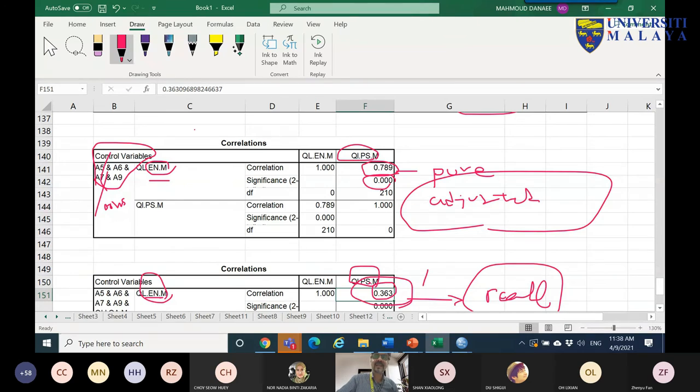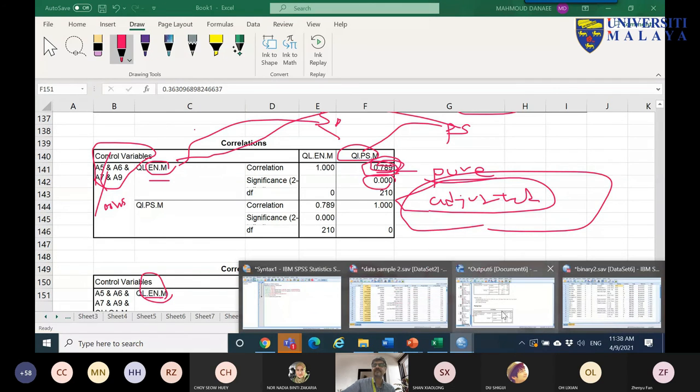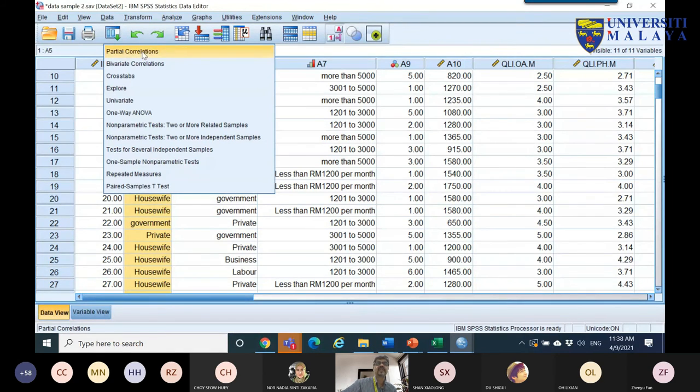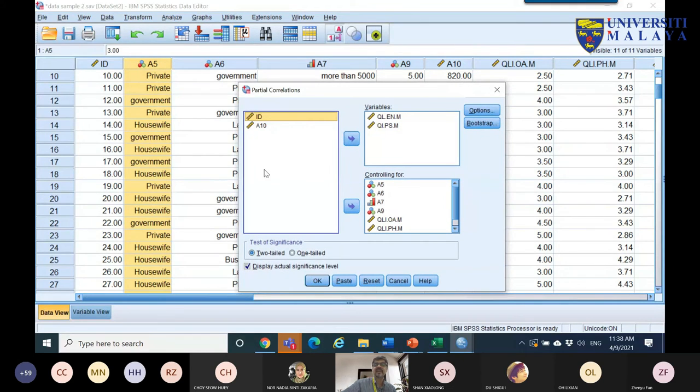So you can calculate, because when we look at the relationship between environment and psychological, since the physical and social relationship also have some relationship with these two, then this relationship will not be a pure or accurate estimation. So that's why by using the partial correlation, you are able to control the other relationship. Is it clear now?